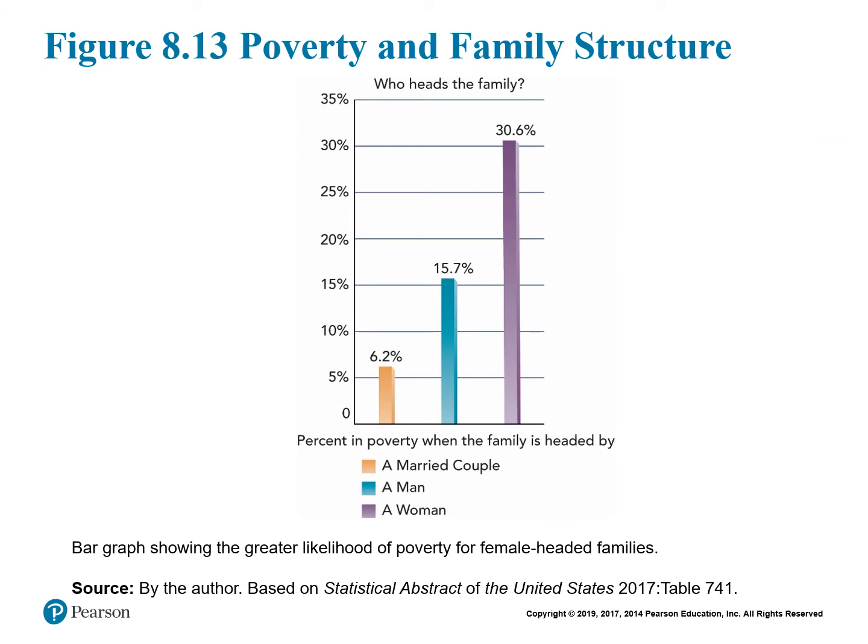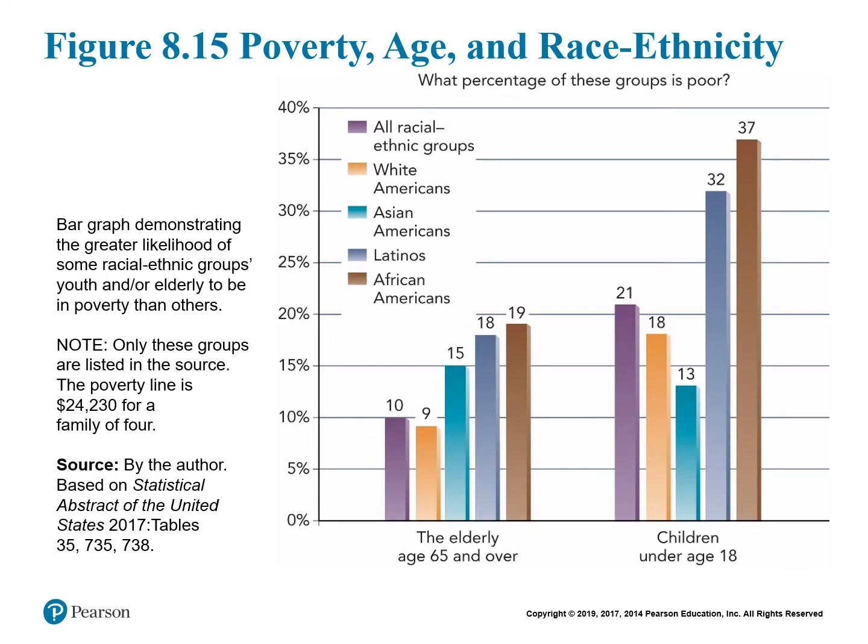If you look at family structure and poverty, depending on who heads the family, we see here supporting the fact that if a woman is the head of the household, they have a higher percent of being in poverty. And here we have poverty, age, and racial ethnic group. The bar graph demonstrates the greater likelihood of some racial ethnic groups, youth and or elderly, to be in poverty than others. Each bar represents the racial group, and then you have to the left the elderly, age 65 and older, and children under age 18. Highest being among African Americans and Latinos, of children under the age of 18.